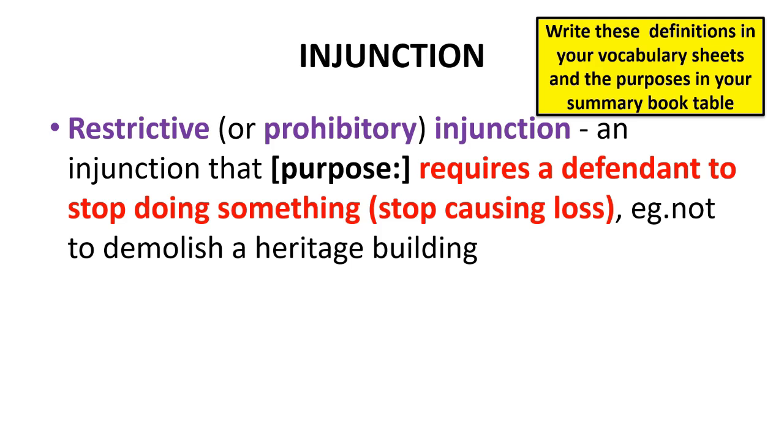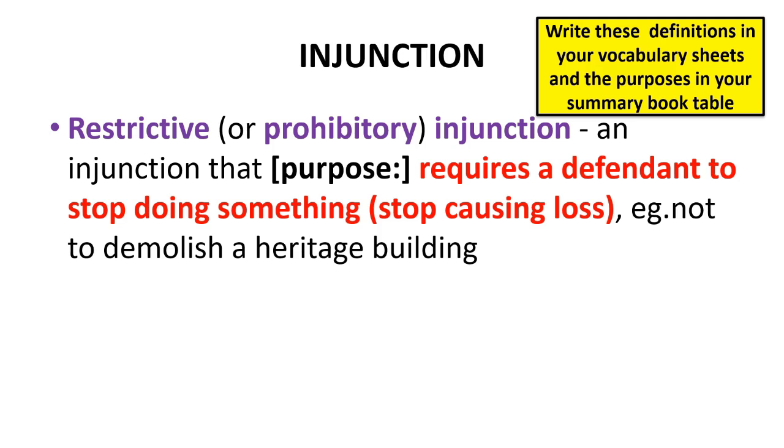A restrictive injunction orders the defendant to stop doing something that is causing loss to the plaintiff. In this way, a restrictive injunction tries to restore the plaintiff to their original position by preventing the defendant from causing further loss to the plaintiff. A restrictive injunction will achieve this purpose perfectly where the defendant is stopped before they can cause any loss to the plaintiff. However, a restrictive injunction cannot undo loss that the defendant has already caused to the plaintiff. It can only stop future loss being caused to the plaintiff.